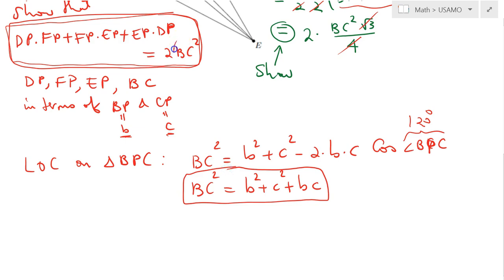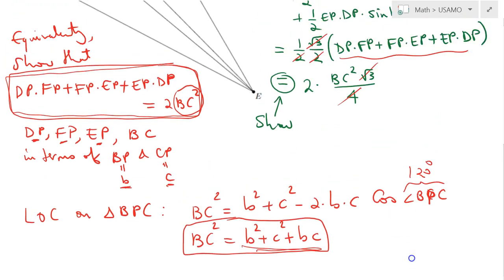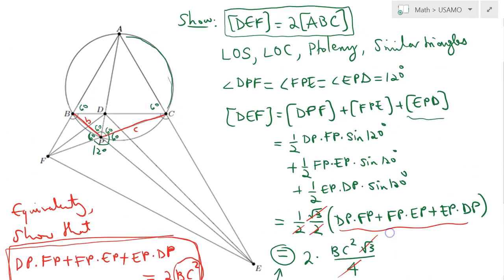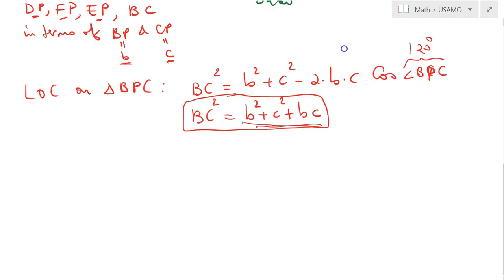So far we found this expression on the right hand side, so we can just multiply this by 2 and we would get the right hand side. All that's remaining now is to find DP, FP, and EP in terms of lowercase b and c as well, and that's what I do next. For that one, I will be employing Ptolemy on the cyclic quadrilateral ABPC. So let me write that down.